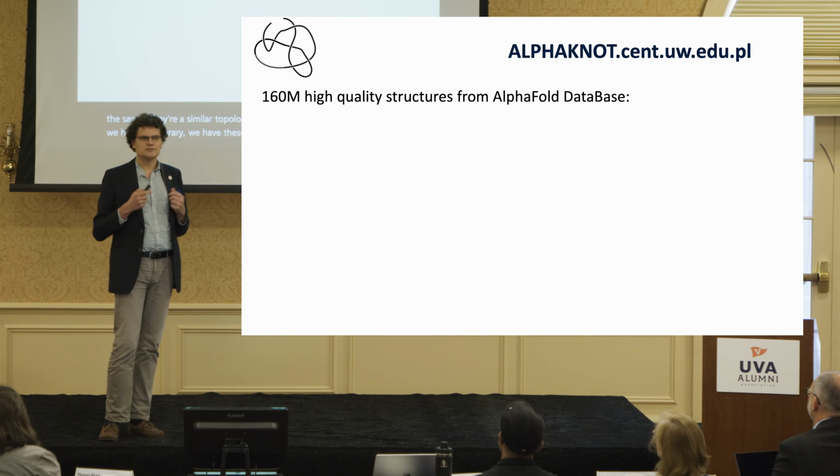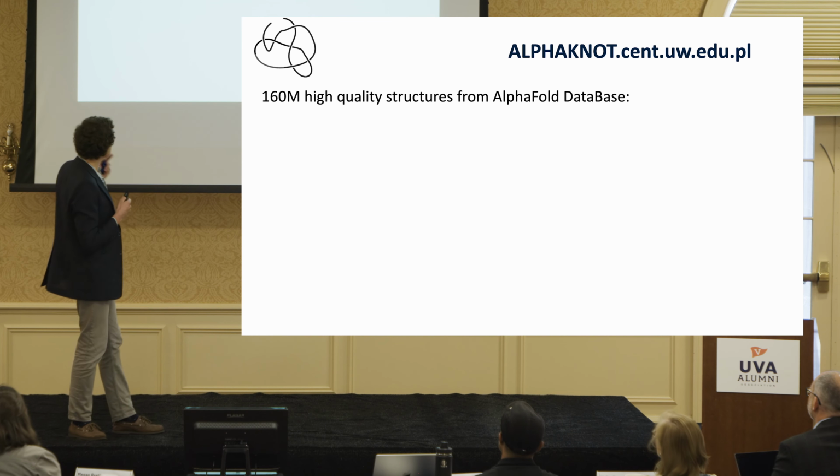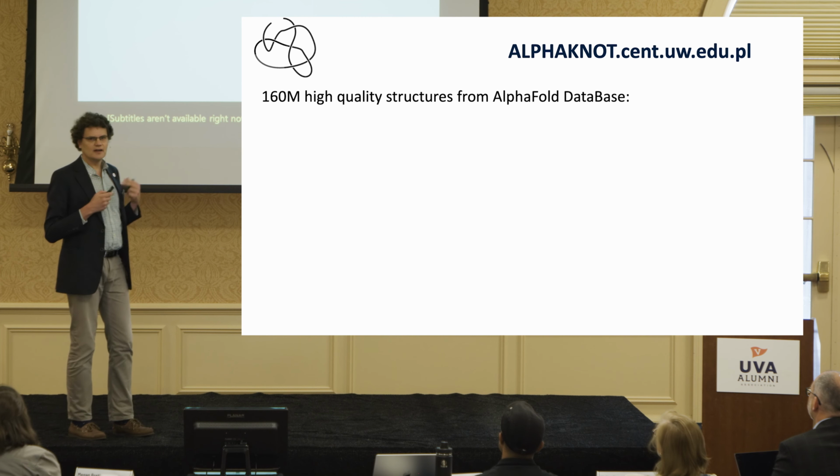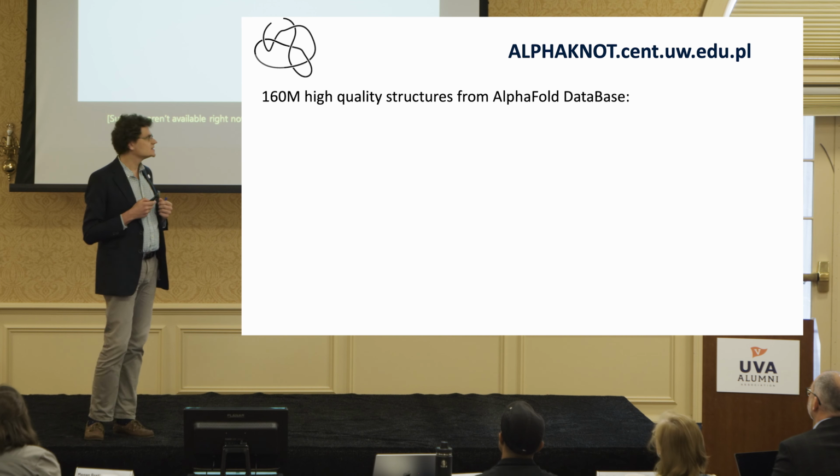So once we have this library and these algorithms, we can apply them to a huge amount of data, basically AlphaFold's 200 million structures. We took 160 million of them. These are the higher quality ones. And then we came up with a database. We discovered 700,000 knotted ones. And this ended up in a database called AlphaKnot, right now in version 2.0.